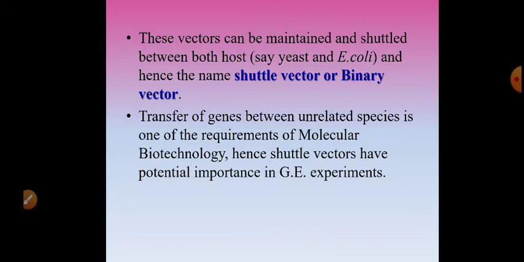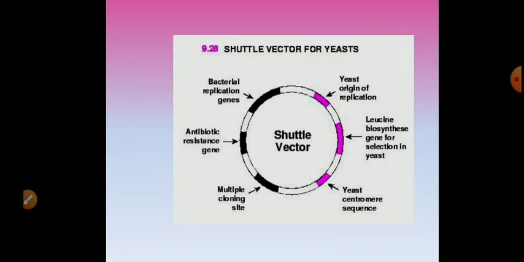Now, transfer of genes between unrelated species is one of the important requirements of molecular biology, and hence shuttle vectors have potential importance in genetic engineering experiments. Here we have shown a shuttle vector which contains a bacterial origin of replication as well as a yeast origin of replication. So it can propagate in yeast as well as in bacteria.